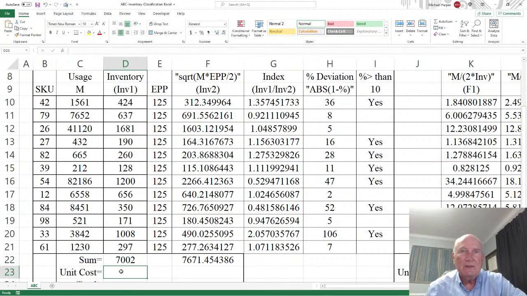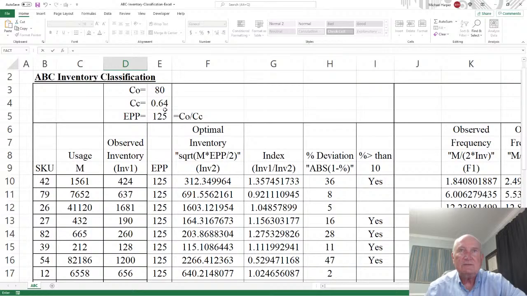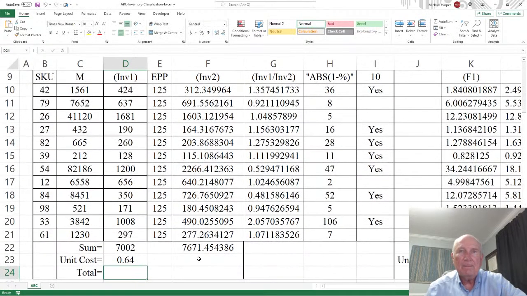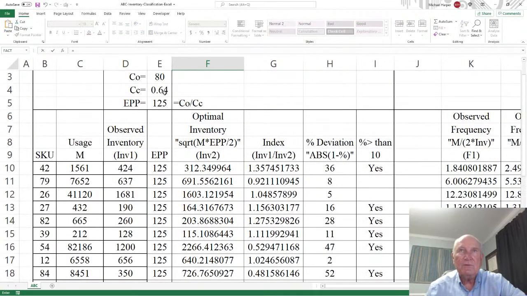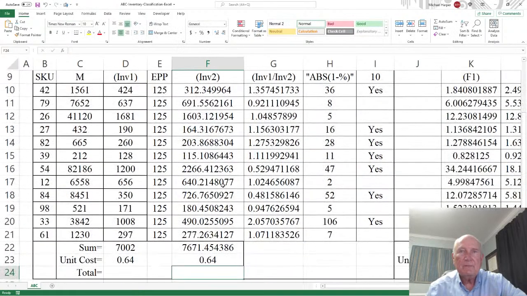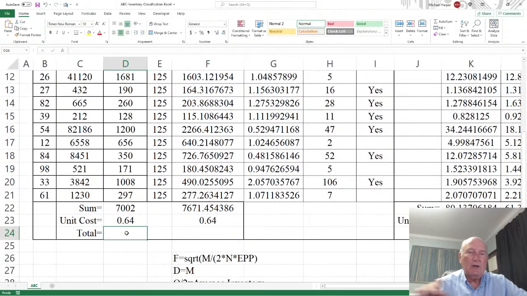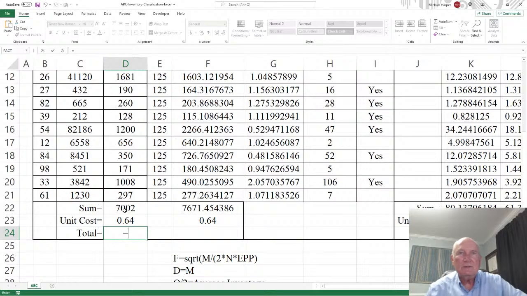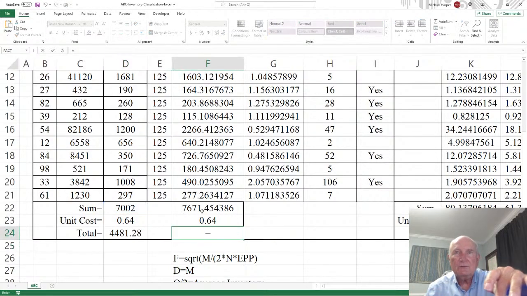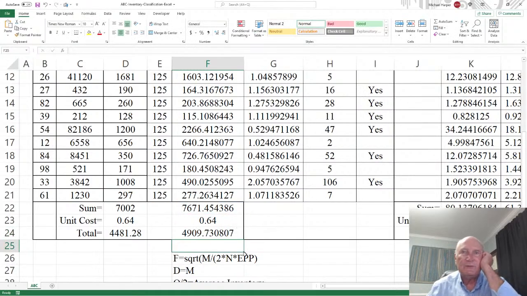That looks good. I'll put the 0.64 down here. Okay, and then I'll get the total cost equals the sum times the unit cost. This equals the sum times the unit cost. Okay, so there's the unit costs.